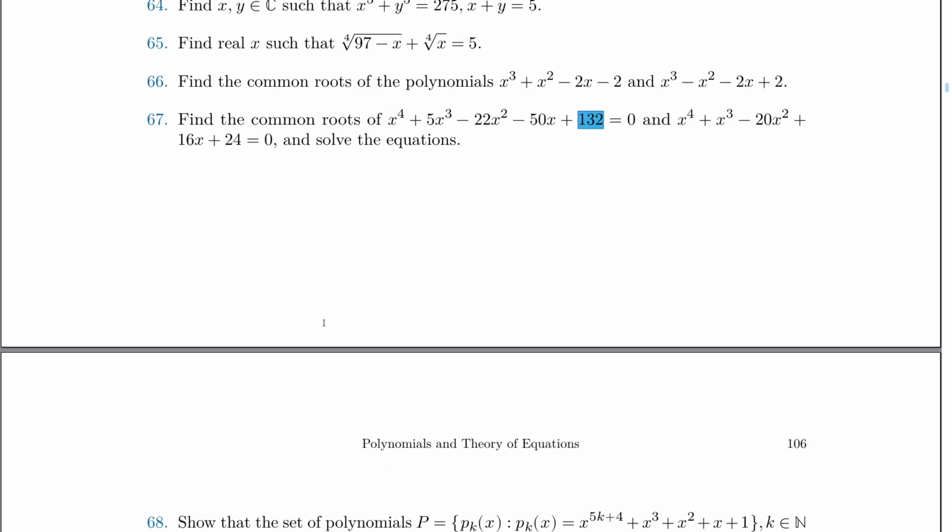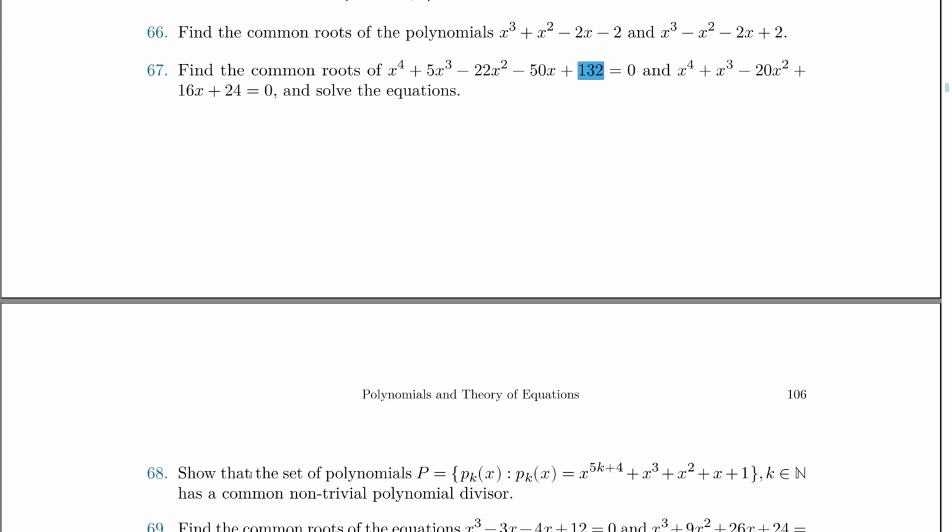Now we solve question number 68. Show that the set of polynomials pk of x is equal to x to the power 5k plus 4 plus x cube plus x square plus x plus 1, where k is in natural numbers, has a common non-trivial polynomial divisor.